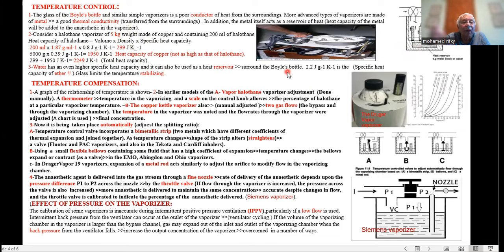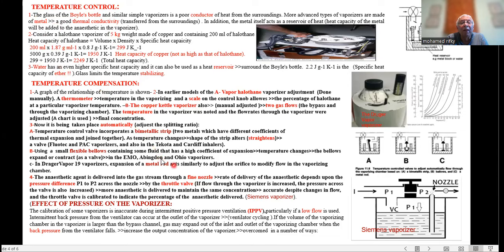Of course, if I want to calculate the whole heat capacity of the ether bottle, I know the ether specific heat, and I know the specific heat of water. We add both of them to yield the heat capacity. So these are the three items concerning the temperature control.